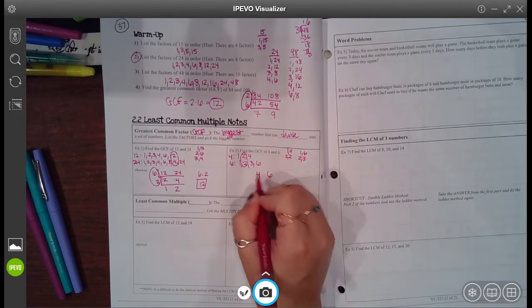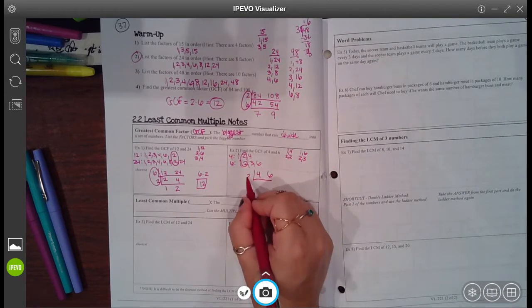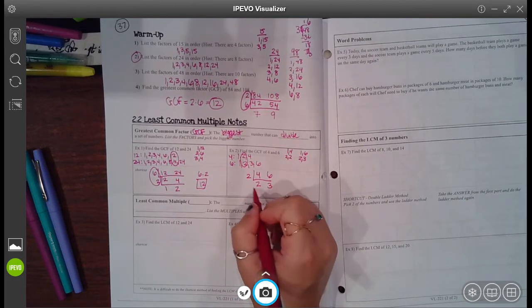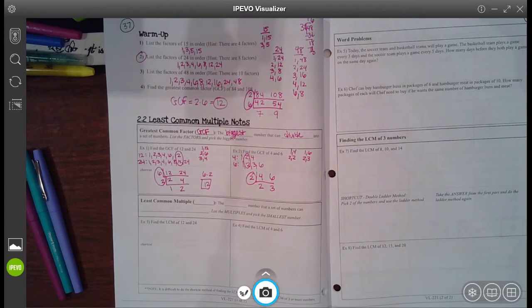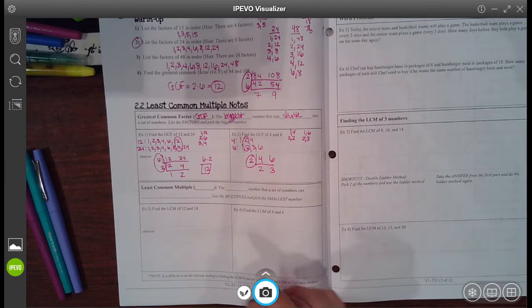Let's see if we would have gotten the same thing with the ladder method. 2 can go into both. 2 times 2 is 4, and 2 times 3 gives you that 6. Can't keep going. Yep, there was your GCF of 2. Okay, we're going to use this same method, you'll see, when we're doing the LCM. Okay, so let's skip down.